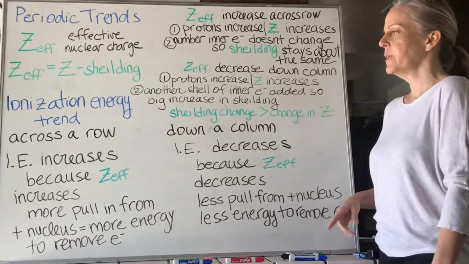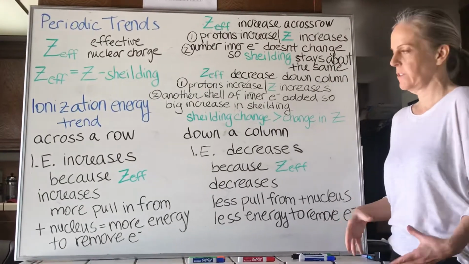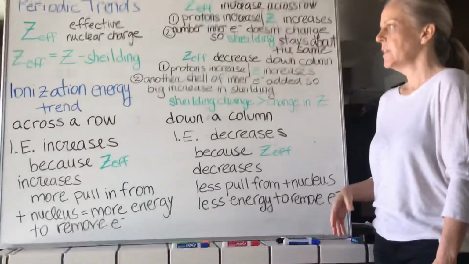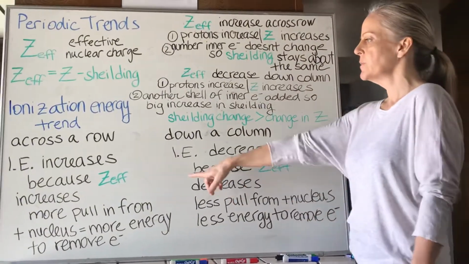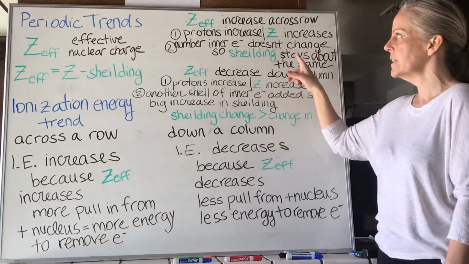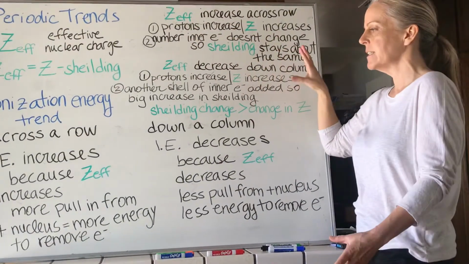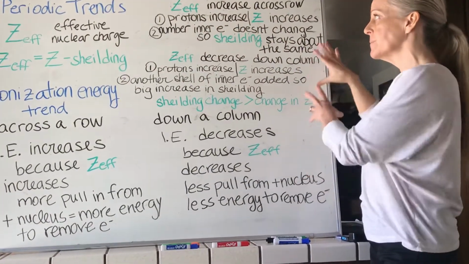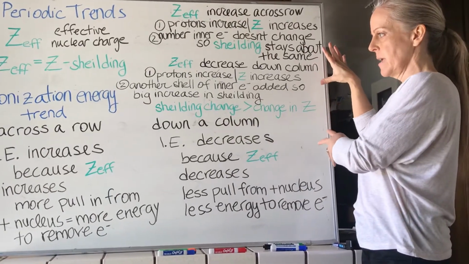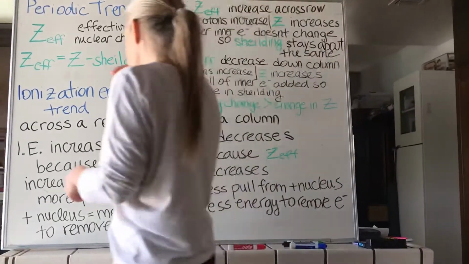The trend. So we know what the ionization energy is: the energy to remove an electron from the atom or ion. The trend actually goes along with the trend that I still have up here for Z effective, the effective nuclear charge. So it's not the same up or down, but the explanation is the same for the trend. So let's go across a row first.